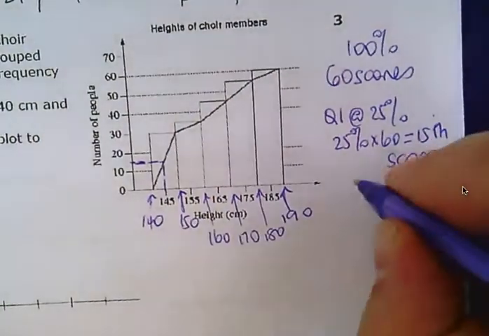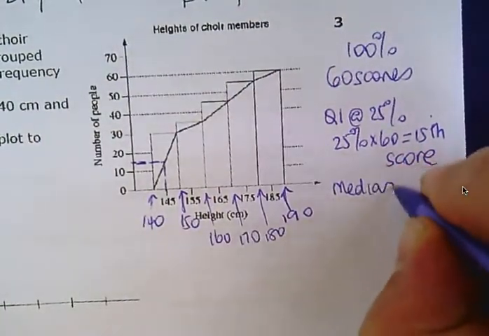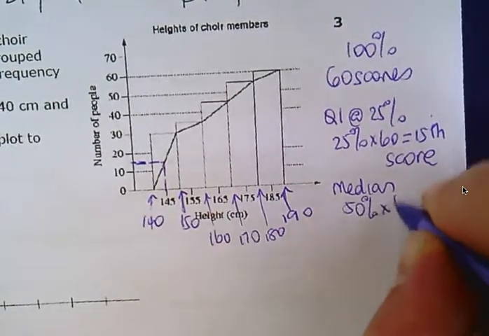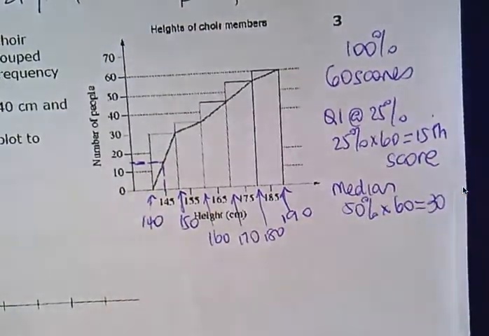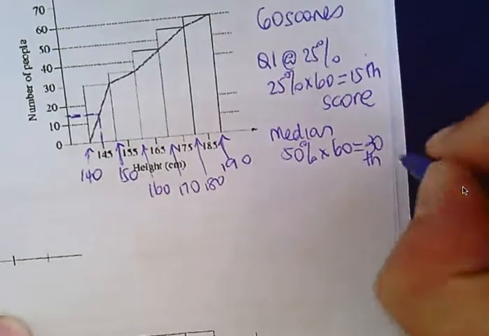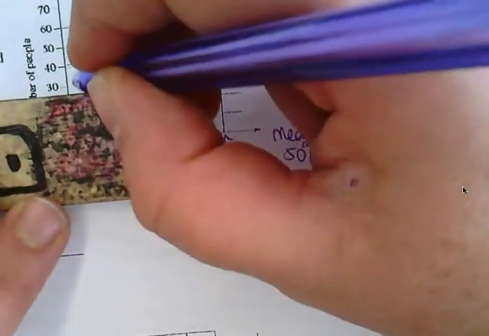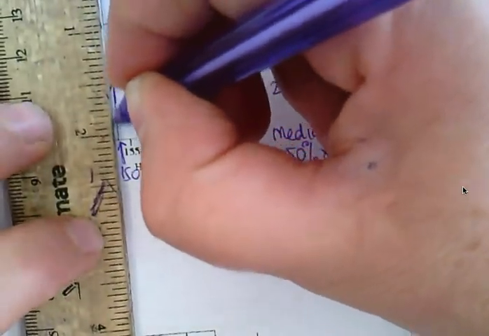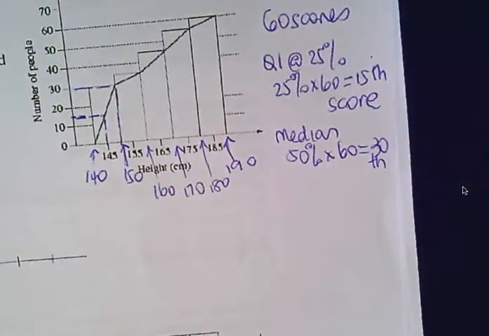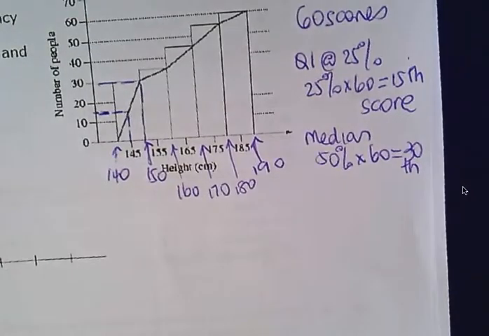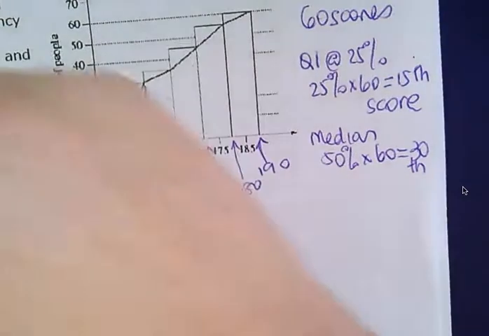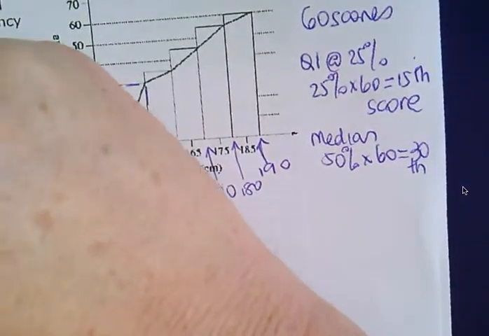The second quartile, which is called the median, is at 50%, 50% of 60. I come across at the 30th score. It's not 30, I come across at the 30th score. Now this one seems to be on the border. And we already defined what the border was. What is the border? 150. So the median is 150.